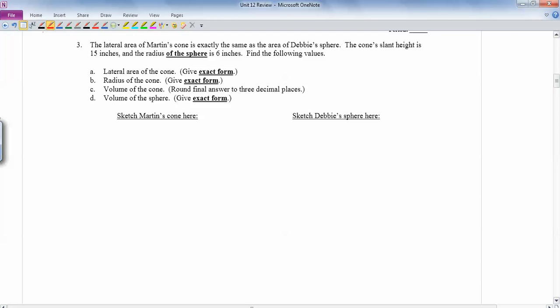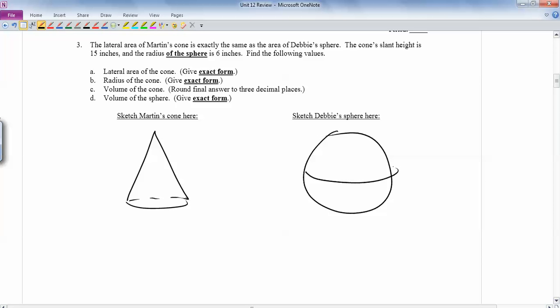Here's Martin's cone. I'll draw it with the peak at the top here. And here's Debbie's sphere right here. I can do better than that. Okay, and we know the lateral area of the cone equals the area of the sphere. The cone's slant height is 15 inches. The radius of the sphere is 6 inches.